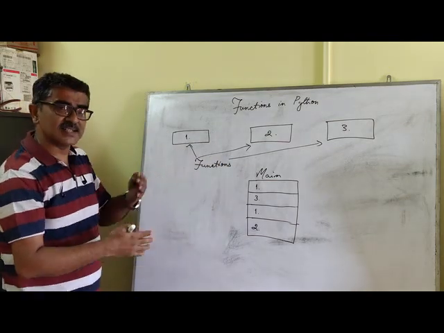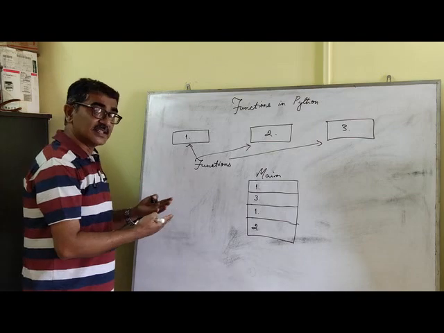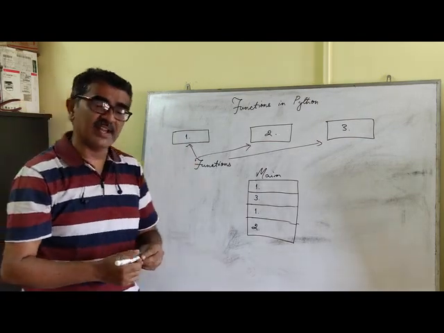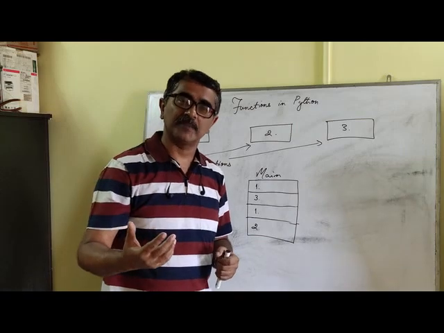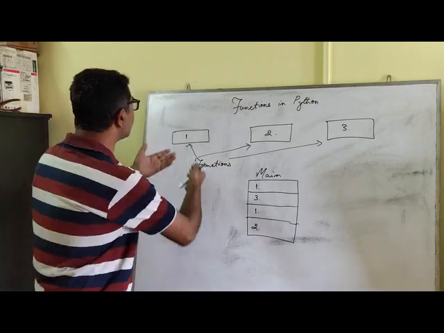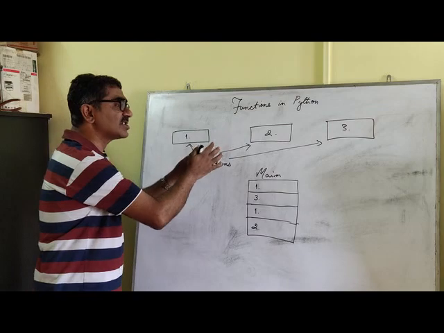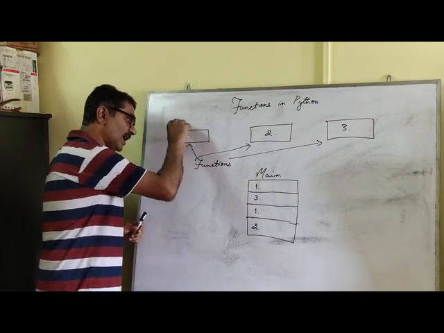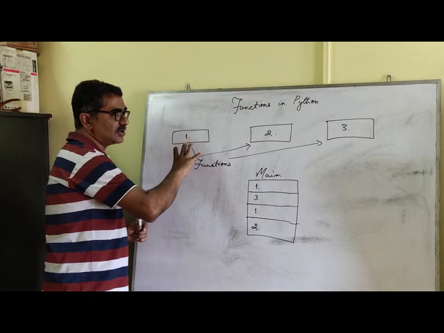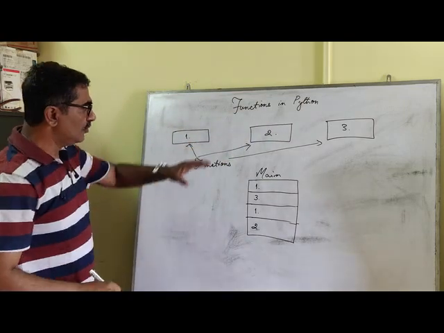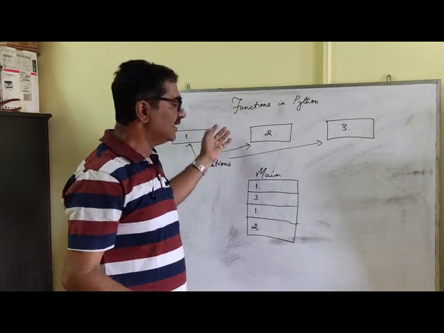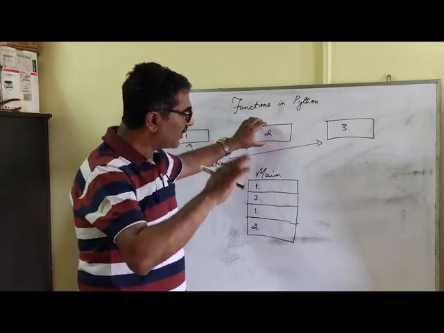So functions, what does it contain? A function contains a set of instructions, because whenever we are writing a program, what does a program contain? A set of instructions. So naturally these functions will also contain a set of instructions which does a particular task. So task number 1 has a set of instructions which does a particular job. Task number 2 will have another set of instructions which may be related, which may not be related, but which can perform a particular task.